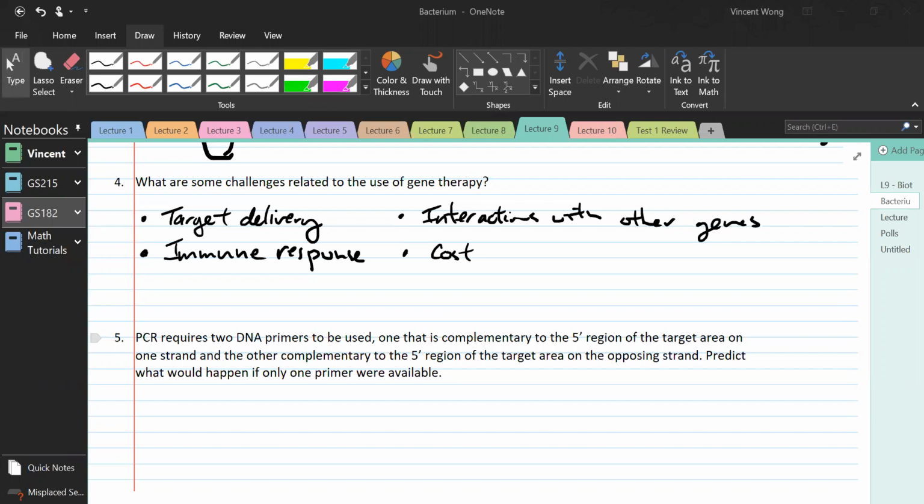Christina asks, are stem cells used for treating diseases? Yeah, but that's a different story. Stem cells are cells that can become any kind of cells in the body. And so they could be used for treating things like leukemia, which is a little bit different than what we're talking about here.